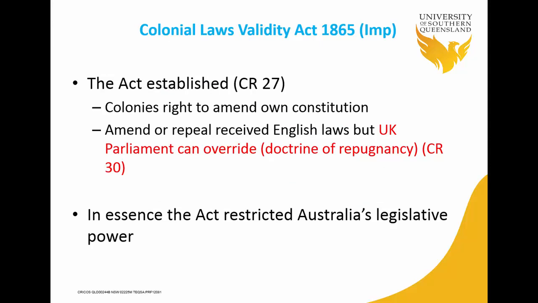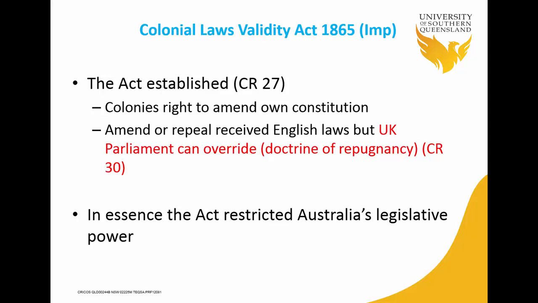So as we said, the Colonial Validities Act of 1865 established that the UK Parliament can override our own laws that we make here in Australia. So this was back in 1865, and this is what was known as the doctrine of repugnancy. So this is just the mirror image of what we talked about as the paramount force that's given to an English statute if it applies specifically to certain colonial government.